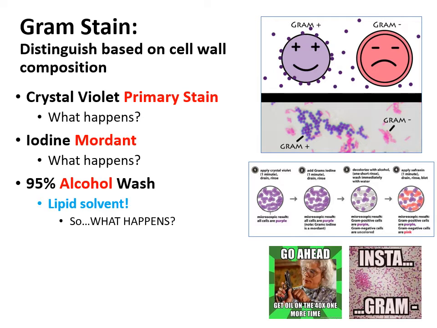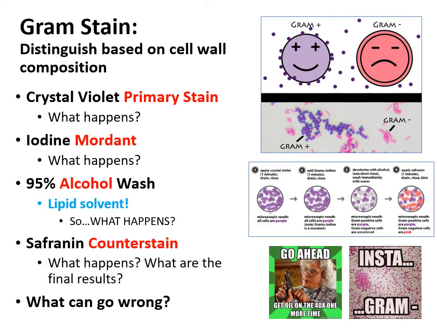Okay, so if it's breaking down the Gram negative cell wall, what happens? The primary stain color leaks out now, but only from the Gram negatives. So at this step, what do your cells look like? Gram positive is still purple, or whatever your primary stain color is, whereas Gram negatives have lost their color. They are colorless. It leaked out.